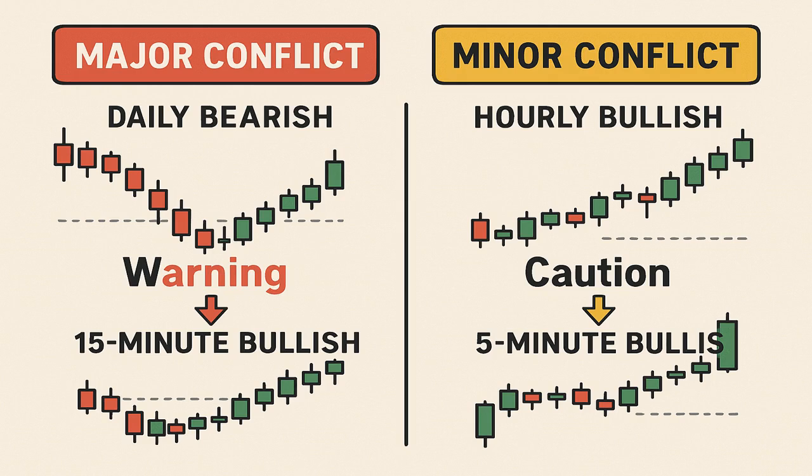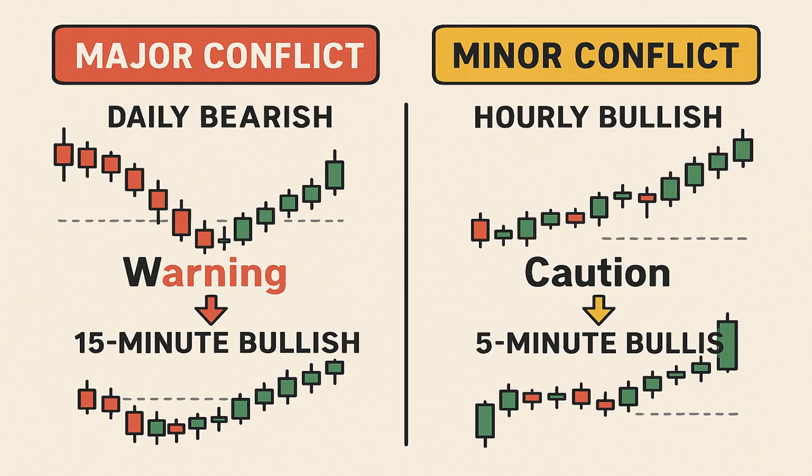When your primary timeframe says buy but your secondary says sell, you don't freeze up. You follow the hierarchy. The longer timeframe always wins in conflicts. If your daily chart is bearish and your 15-minute chart is bullish, the daily chart takes priority. This is because longer timeframes represent more significant market sentiment and have greater predictive power.